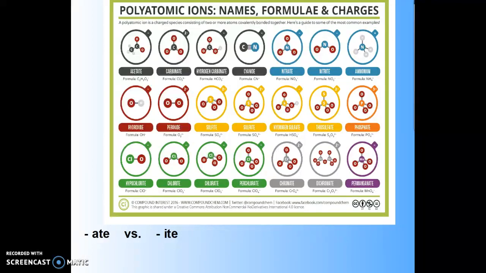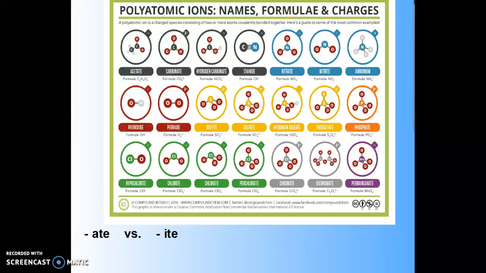But most of these have names that end in ate or ite. There are a few like cyanide, peroxide, hydroxide. A few of them still end in ide, but they don't have an element name from the periodic table, so that should hopefully help you remember a little bit better that those are not just an element.